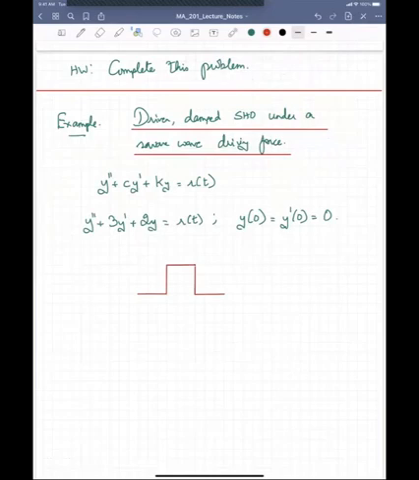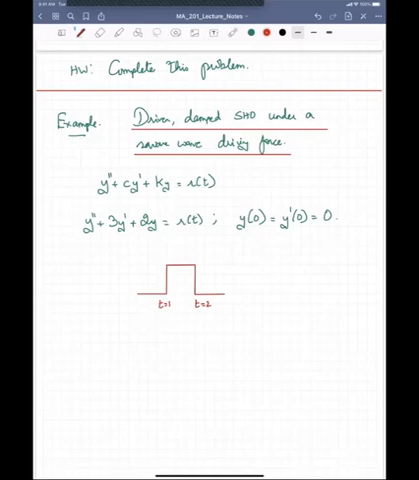Okay. So this is t equals 1, this is t equals 2, and this is of unit height. This is a square wave impulse. So I am driving the simple harmonic oscillator with a square wave impulse. Now, what does this mean, and what is the mathematical form for R of t in this case? And how do I solve this differential equation?